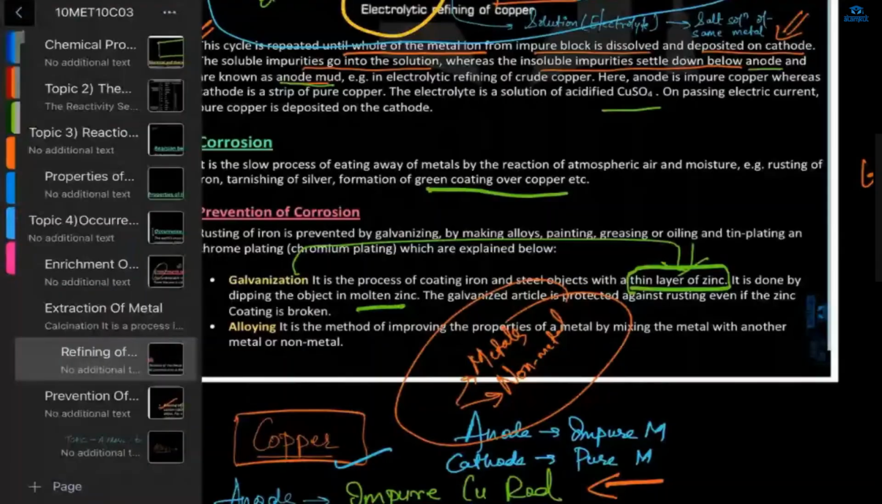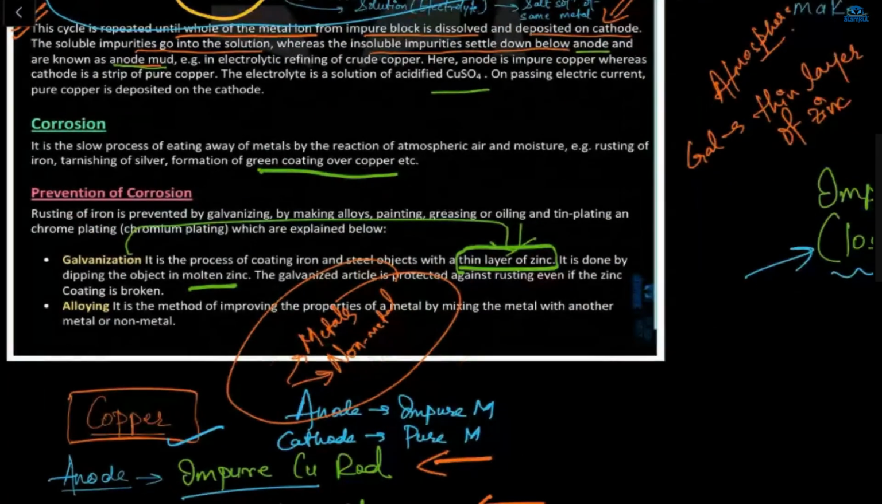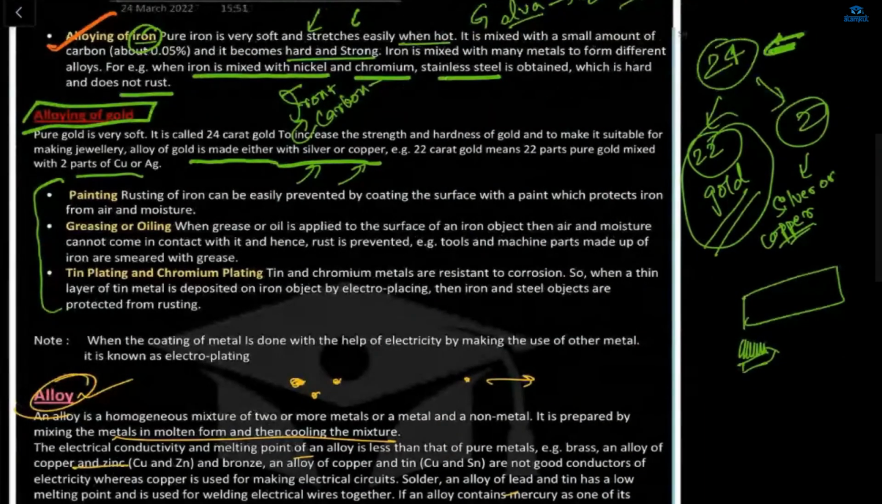Once again, we'll go through this. Corrosion prevention is of three types. First is galvanization, second is alloy, third is alloy of iron. And for the alloying of gold, there are again three processes: painting, greasing or oiling, and third is tin or chromium plating.